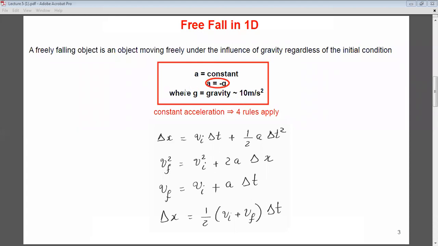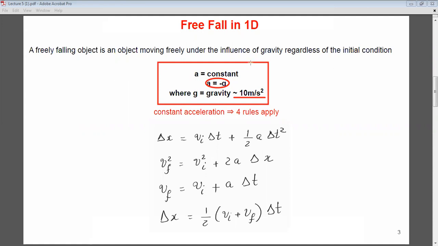If it's on Earth, for example, it's around 10 meters per second square. So if they say it's 10 meters per second square, we use a equal minus 10 meters per second square. If they give 9.8, we use 9.8. And if they say it's on another planet like Mars, they will have to give us the acceleration on Mars in order to apply it in our equations.